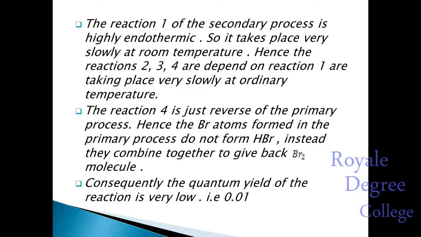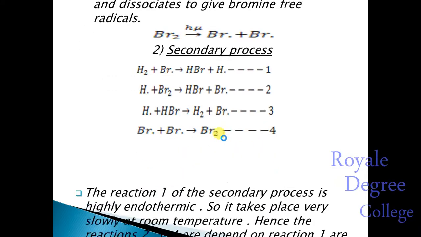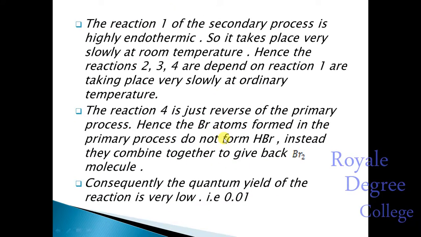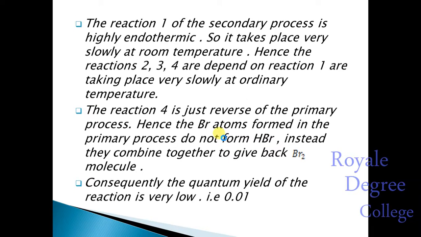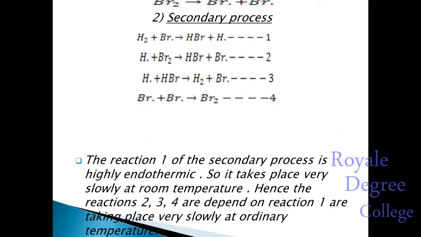So the reaction 1 of the secondary process is highly exothermic, which is the reaction 1. Hydrogen molecule reacting with bromine free radical, we are getting hydrogen bromide and hydrogen free radical. This reaction is exothermic. During this reaction, is that one exothermic or endothermic? That is a highly endothermic reaction. During this first reaction, the amount of heat is going to be absorbed. This is the endothermic reaction, the first reaction.